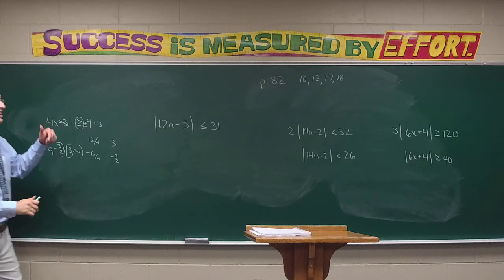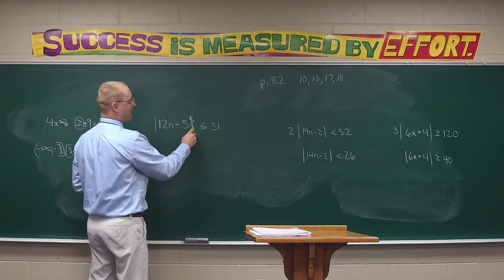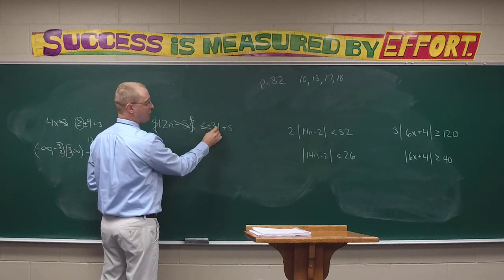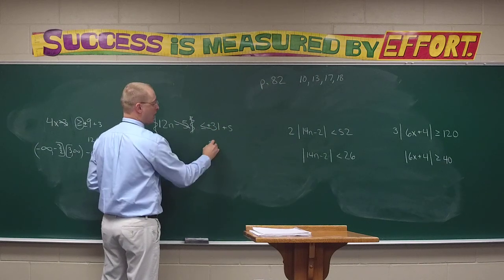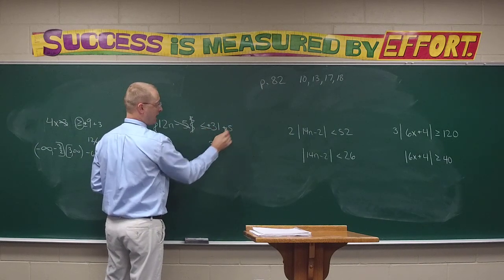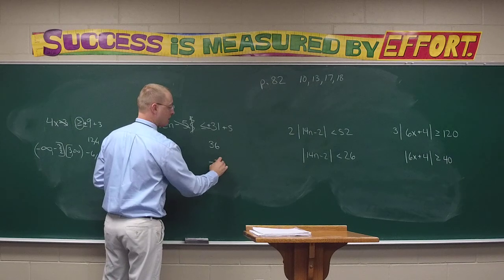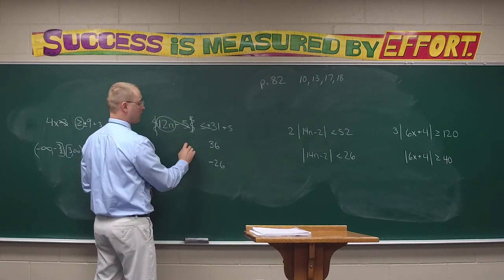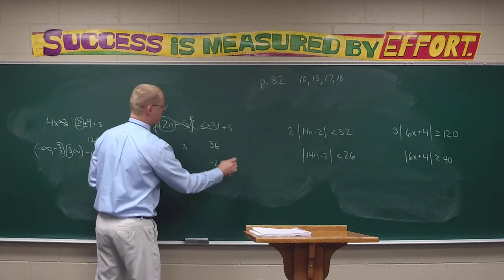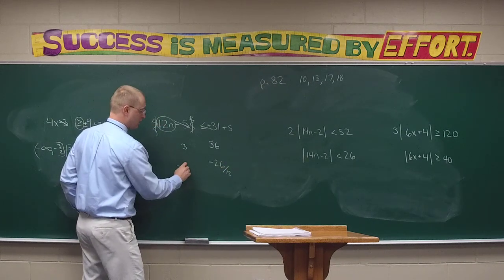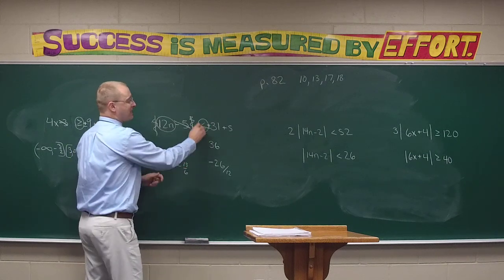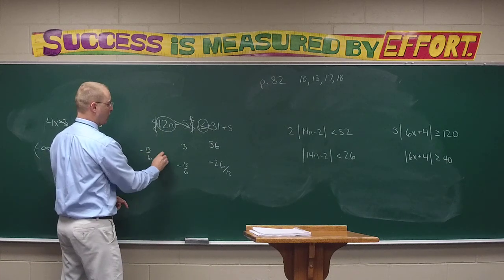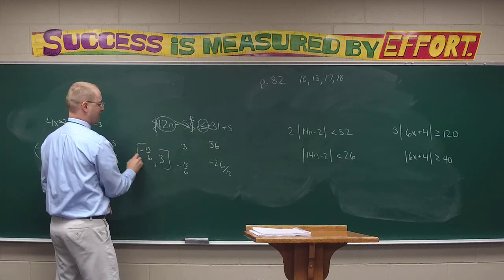Okay. Looking at the next one, same thing. I know for absolute value's sake, there's really positive and negative 31. So I'm going to add 5 to both of them. Positive 31 plus 5, 36. Negative 31 plus 5, negative 26. I'm going to divide both of them by 12. Divide this by 12, I get 3. Divide this by 12, I'm going to reduce it to get negative 13 over 6. I'm going to go inside here, right? So it's going to be small to large with brackets.